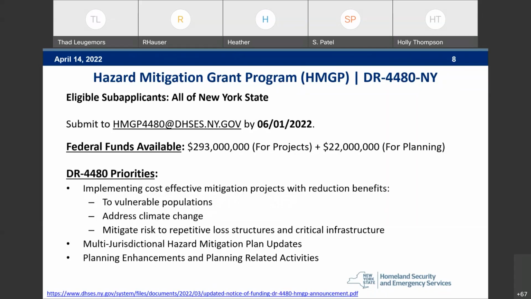This is the COVID declaration. Again, that's the other email address that you need to submit to. But this is 293 million available for projects, 22 million for planning. Same priorities: vulnerable populations, address climate change, mitigate risk to repetitive loss structures and critical infrastructure. No geographical preference. There is a large set aside for planning and planning related activities, as you can see. So again, that is the largest of the three, due June 1st to that email address.